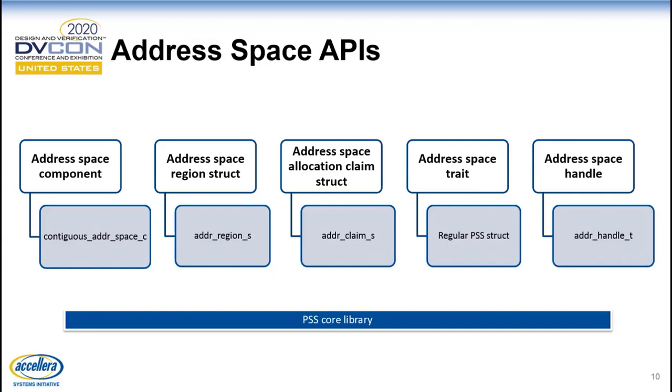An address space is then composed of regions, which is defined as a struct. Again, all these types have a special meaning to the PSS tool. So the PSS tool sees those types, it knows it means something, but it's still within the existing language. And then you have a claim struct, which is how you actually allocate the memory. Then you have a trait. Every address space has a trait, which we'll learn about a little later. Again, it is a regular PSS struct. And then how do you operate on the space? We have a concept of handle, which is a type that's defined in PSS. And you use a handle to operate, for example, read or write, in an address space.